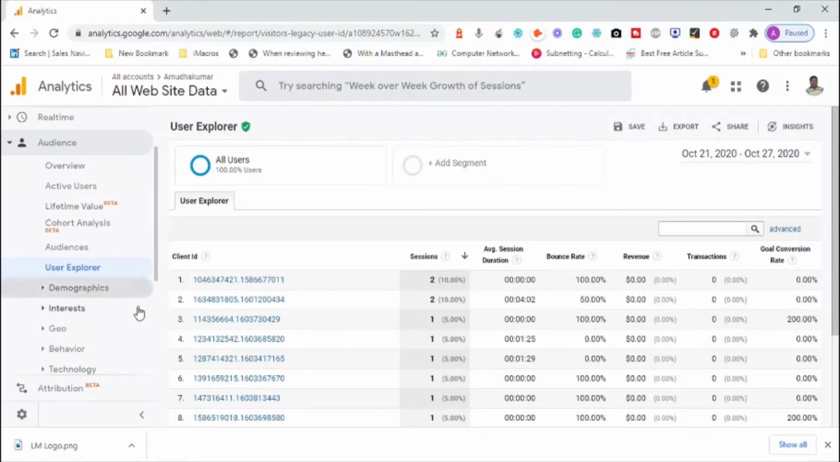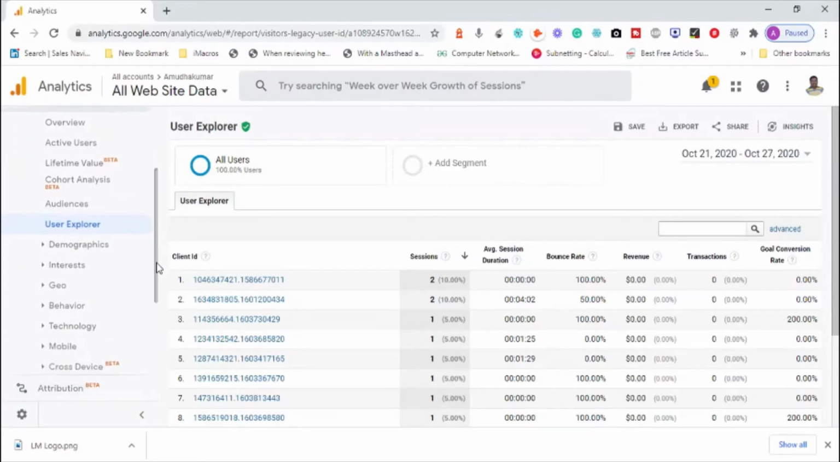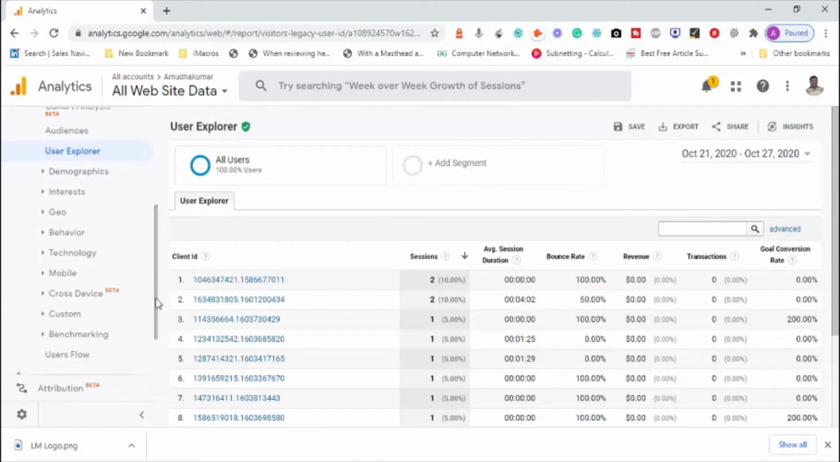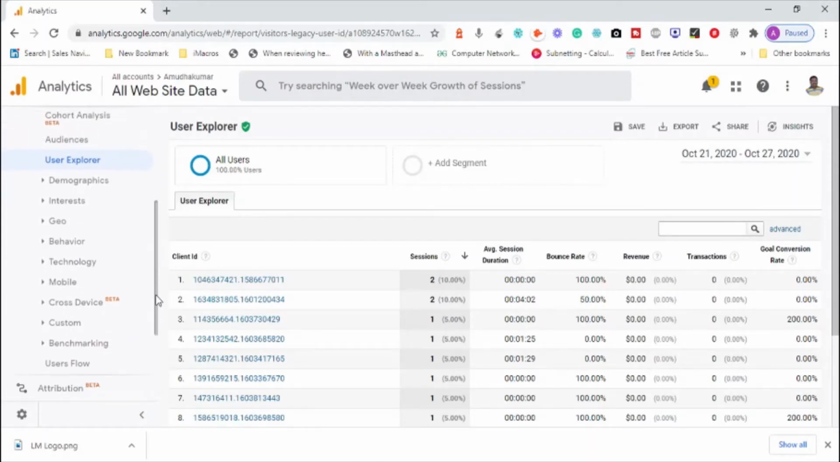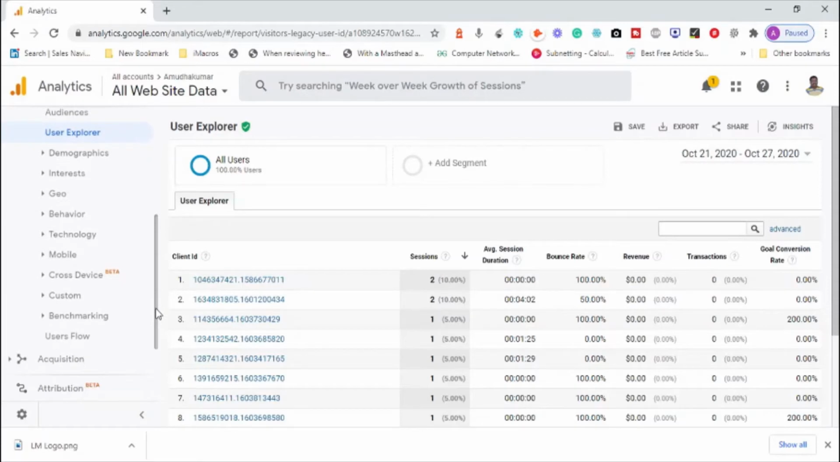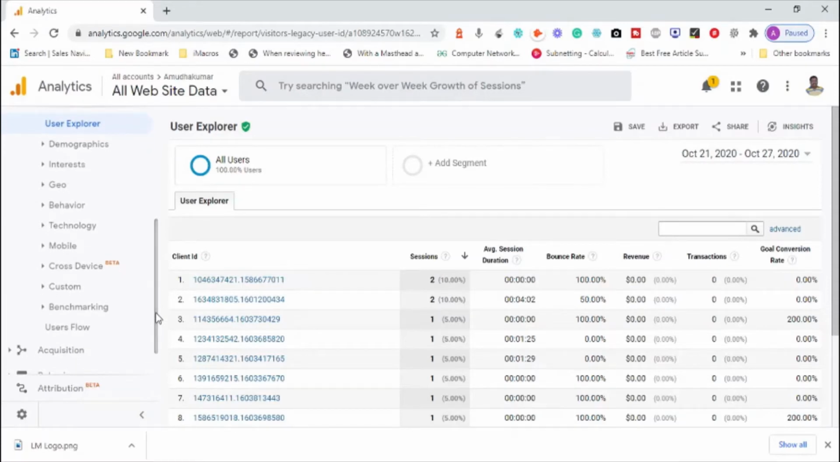We will be discussing the demographics, interest, geographical location, the behavior of people, and the technology based information that is available under the audience section. Okay, finally with the users flow. So demographics, basically what is demographics is nothing but your location, where you are located.